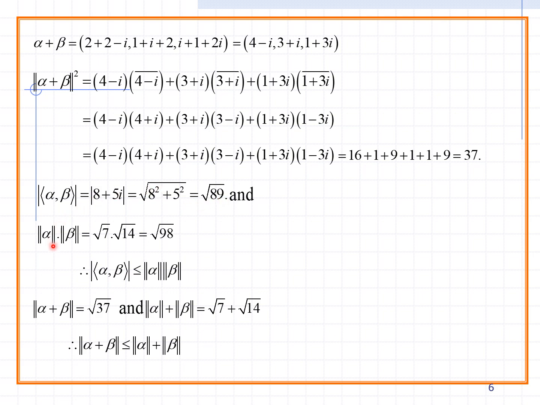So norm alpha into norm beta, from the previous slide you can find norm alpha and norm beta, just take the product of root 7 into root 14, which is root 98. So by the Cauchy inequality, the absolute value of the inner product alpha comma beta is less than or equal to norm alpha into norm beta. Again that same property holds. So norm of alpha plus beta equals root 37, and norm alpha plus norm beta equals root 7 plus root 14. So it is less than or equal to. So both properties are satisfied.